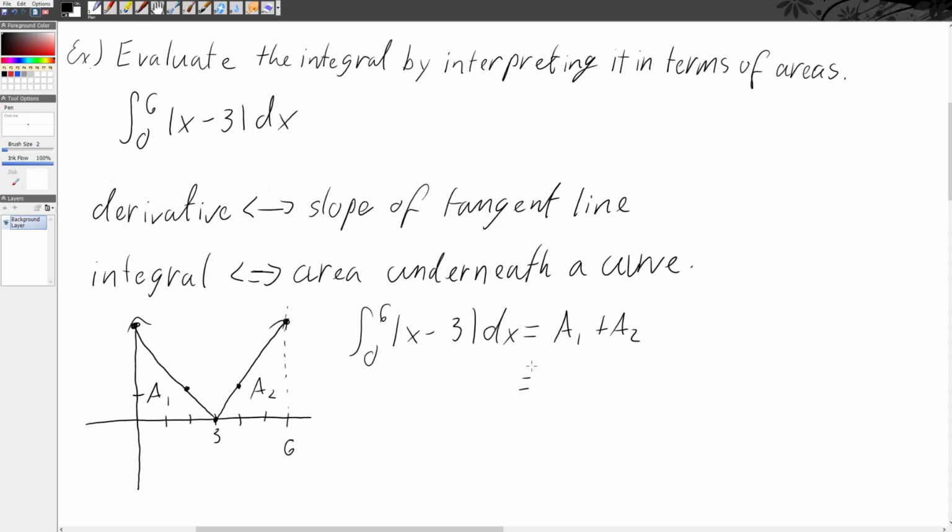What is the area of the first triangle? It's going to be 1/2. The base in this case is from 0 to 3. So the length of the base is 3. And where is this location? What y value is that? That is precisely when you put in 0 into the absolute value function, meaning it's just 3 itself.